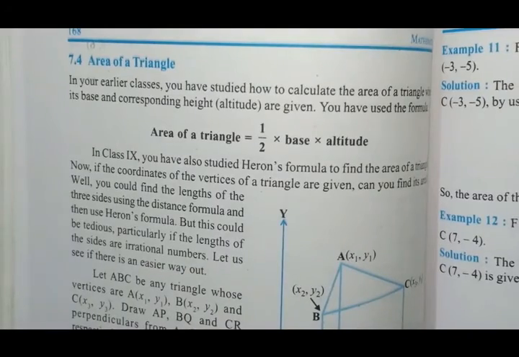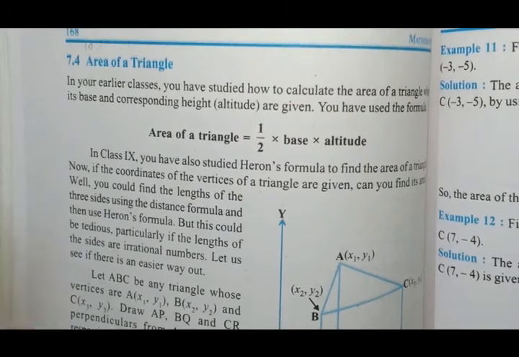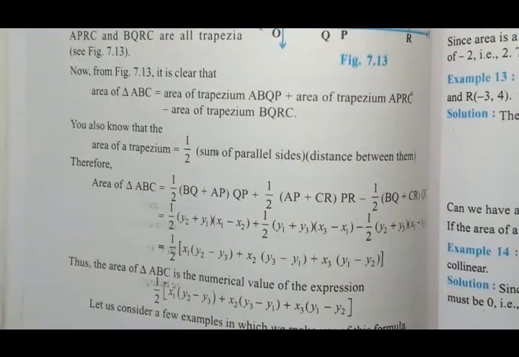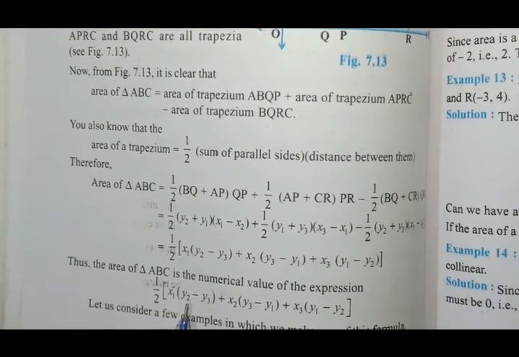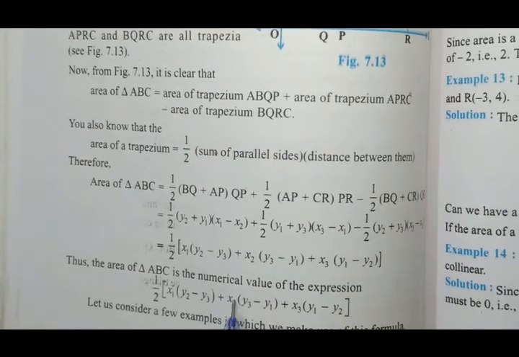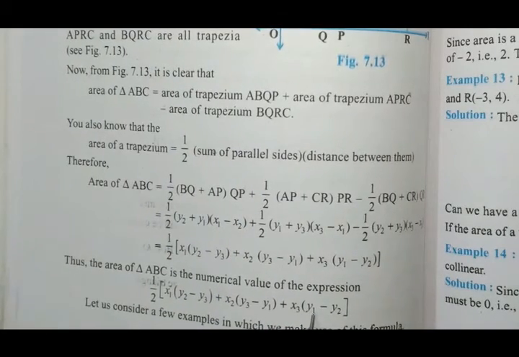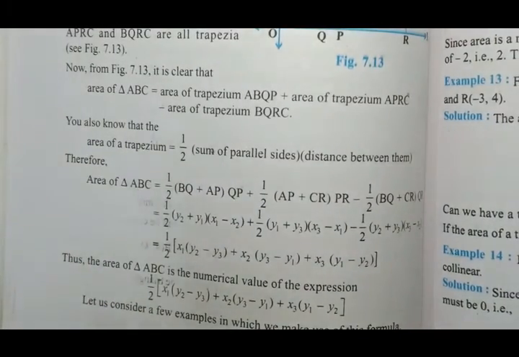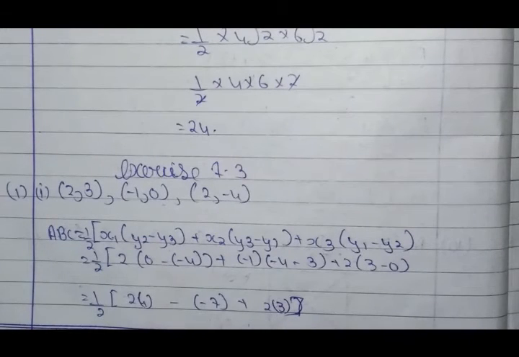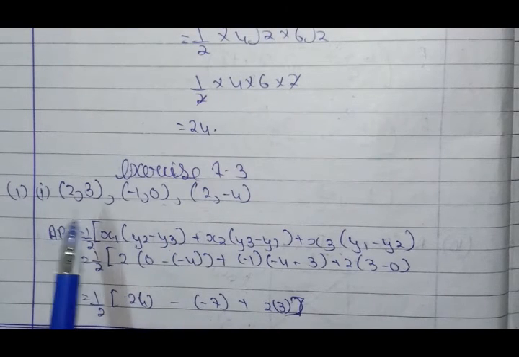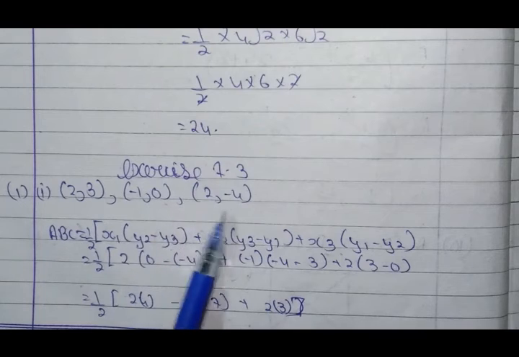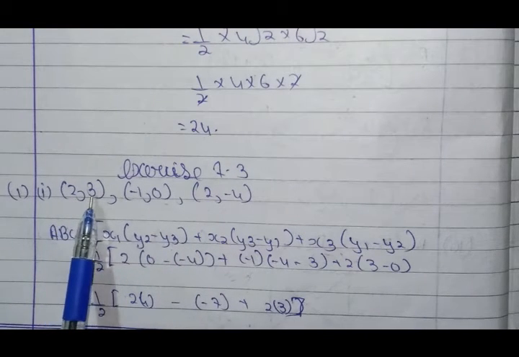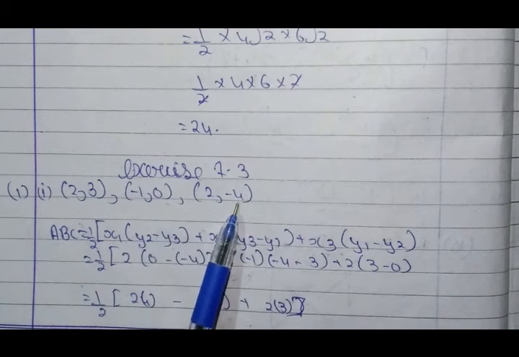Students, now the third formula, area of triangle. Area of triangle is equal to 1/2 [x1(y2 - y3) + x2(y3 - y1) + x3(y1 - y2)]. This formula is called area of triangle. Question number 1. Find the area of triangle whose vertices are given below. First one: (2, 3), (-1, 0) and (2, -4). So here these are x1, y1, x2, y2 and x3, y3.